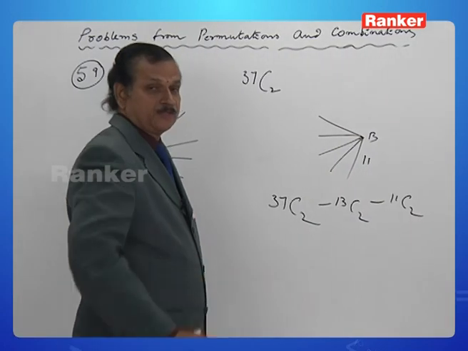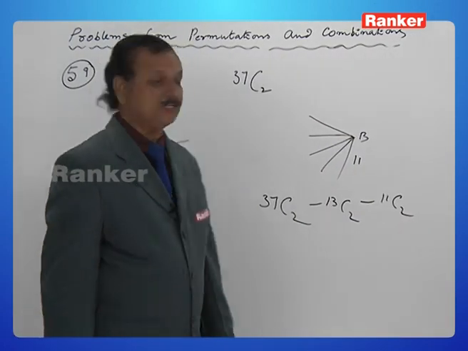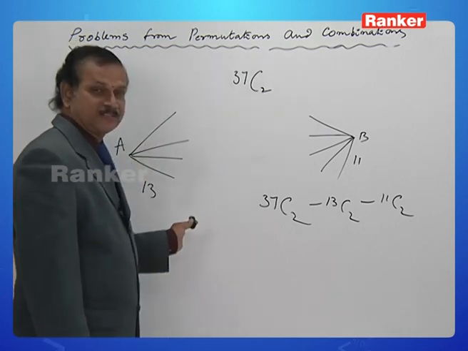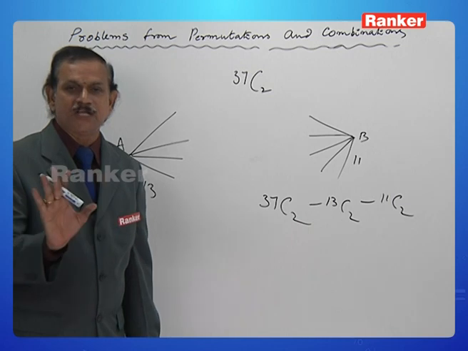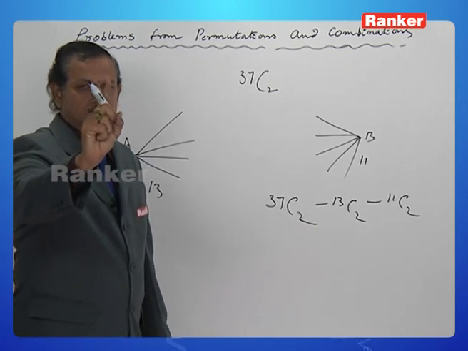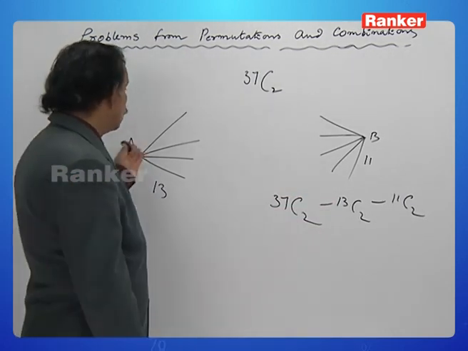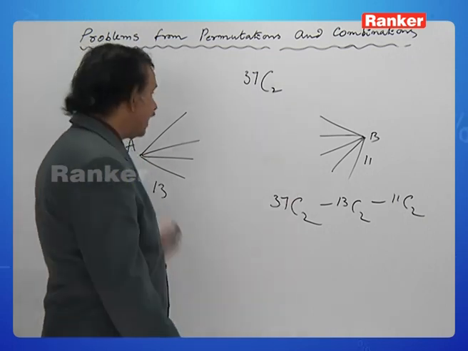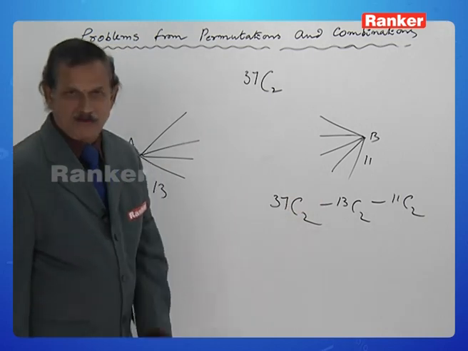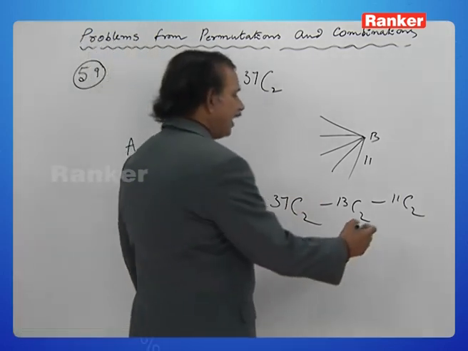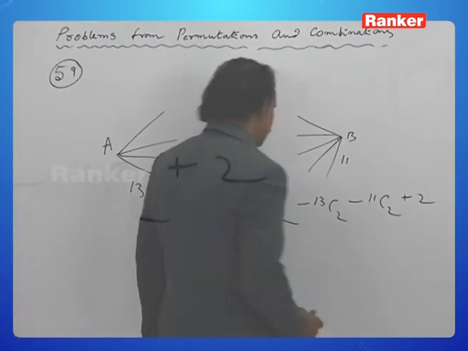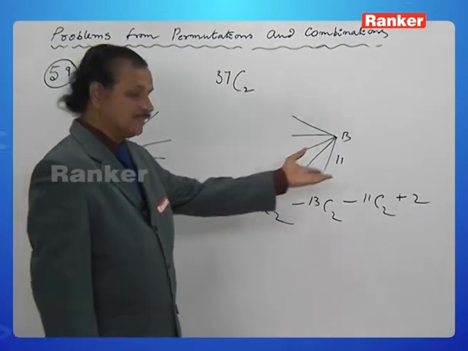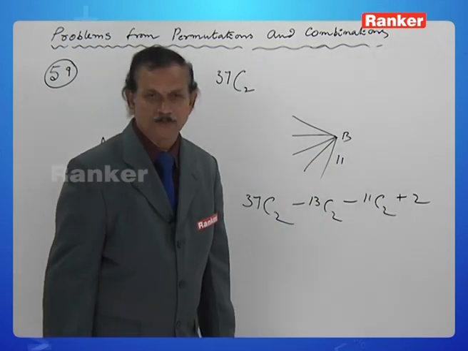One more thing here, you might have to concentrate on that. The points of intersection that can be obtained by these 13 lines is not 13C2, but 1. Why should you take it as 1? You have to include A among the points of intersection. Just like that, B must also be included. Therefore, the actual answer needed is 37C2 minus 13C2 minus 11C2 plus 2.